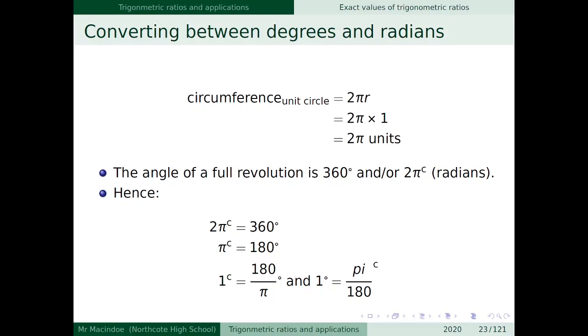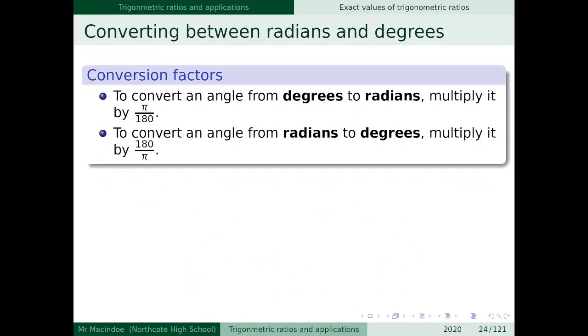Then you can do a bit of maths here and get a conversion factor from radians to degrees and degrees to radians. Pi, not the word pie. And if you go from there, you can get these conversion factors. So if ever I want to go from degrees to radians, I multiply by pi on 180, and it's the reciprocal for going the other way. So going from radians to degrees, I multiply by 180 on pi.